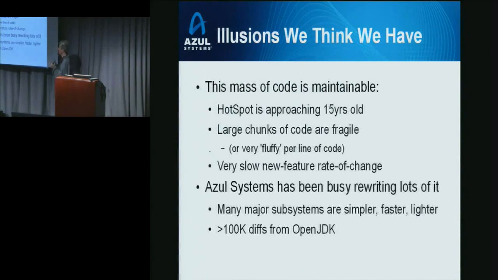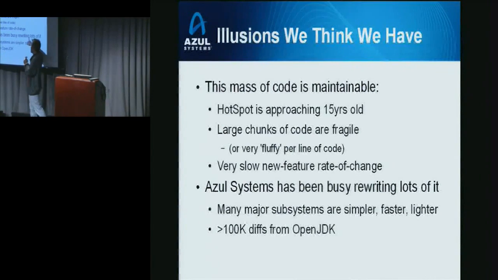So here are some illusions we think we have. Here's the big one: massive code is maintainable. HotSpot is approaching 15 years old, and large chunks of the code are very fragile, or honestly very fluffy per line of code. There's a lot of code per unit of work done, and so you get a very slow rate of new features. Things don't get added to HotSpot very often. Invokedynamic is the biggest, newest thing to get added in a long, long time.